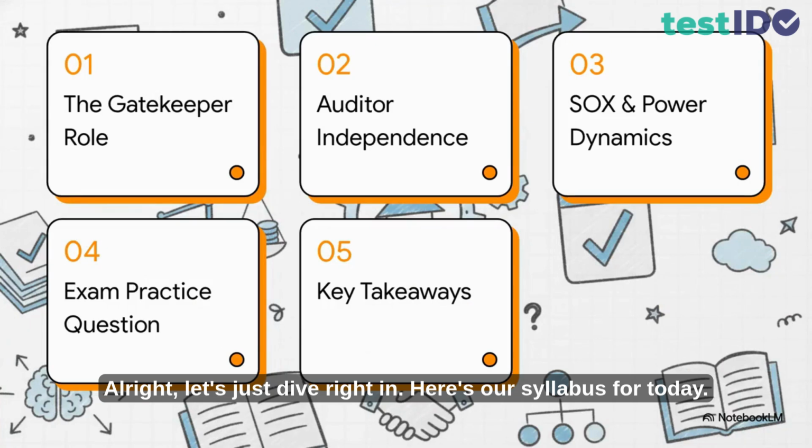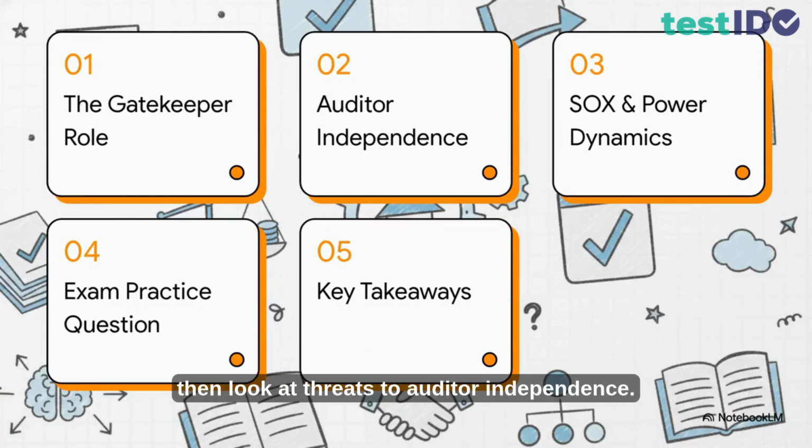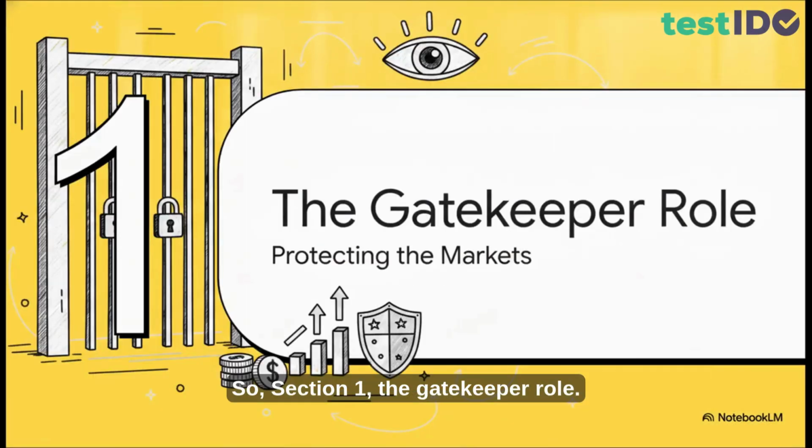Here's our syllabus for today. We'll start with the gatekeeper role, then look at threats to auditor independence. After that, we'll cover SOX and power dynamics, tackle a real CMA exam practice question together, and finish up with key takeaways for success.